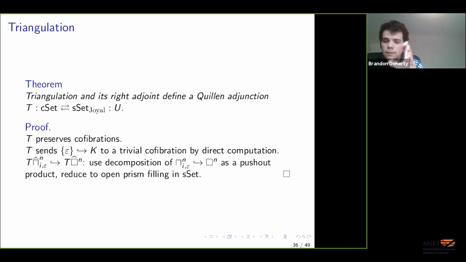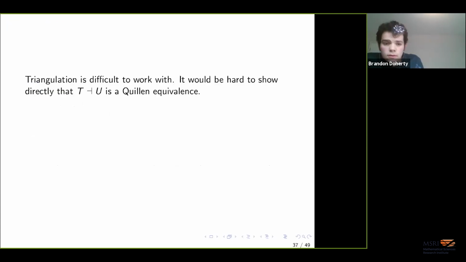And then we can use the boundary inclusions in simplicial sets, like the fact that those are the generating cofibrations there, to reduce this essentially to a problem of filling a certain open prism in simplicial sets, so a certain push-out product of a boundary inclusion with an endpoint inclusion, and you can just show that what we get decomposes. There can be a series of fillings of inner and special horns. Yeah, so anyway, that's probably enough detail about that.